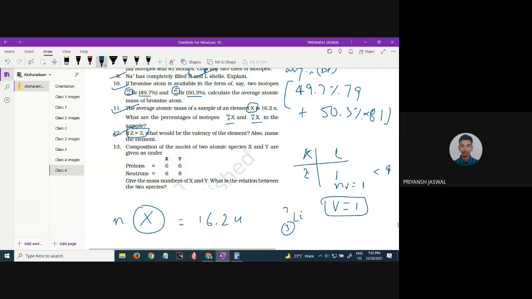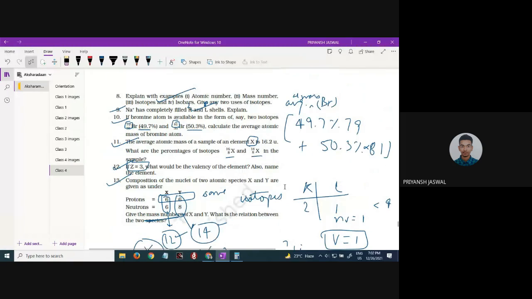The composition of the nuclei of two atomic species X and Y are given. X has 6 protons, 6 neutrons. Y has 6 protons, 8 neutrons. Give the mass numbers of X and Y, and what is the relation between the two species? So the mass number for X is 6 plus 6, that is 12. The mass number for Y is 6 plus 8, that is 14. What is the relation? We see that the number of protons is the same, but the mass number varies. So such species are known as isotopes. This question is also complete.